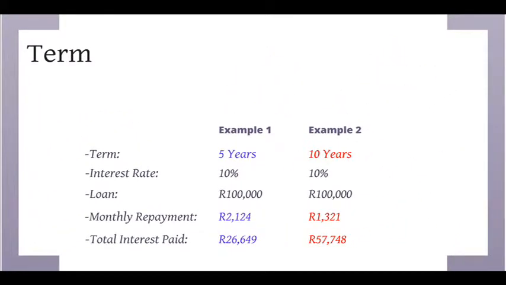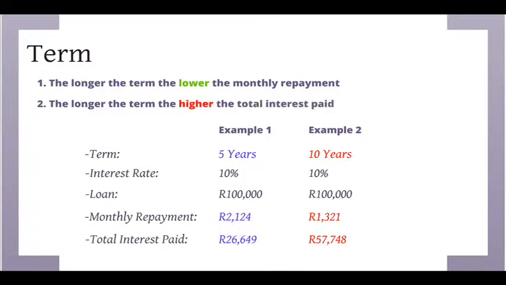From this example, we can see two things. The first is, if monthly cash flow is an issue, then taking a longer term loan will leave you with more disposable income at the end of each month. The second factor is, the longer the term, the more interest you'll be paying on that loan. The selected term is a major factor to consider when taking out debt.